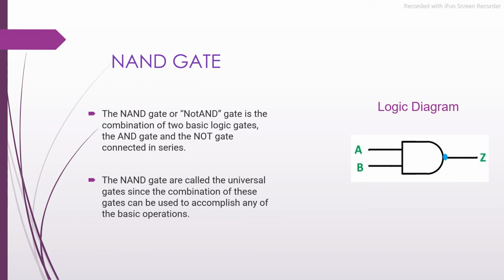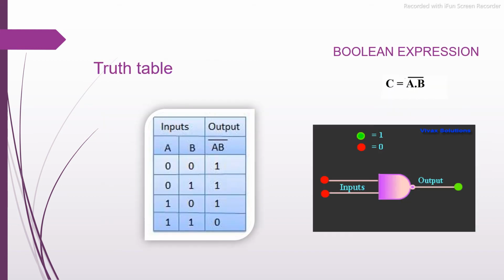NAND gate. The NAND gates are called as universal gates since the combination of these gates can be used to accomplish any of the basic operations. This is the logic diagram of a NAND gate. Truth table of a NAND gate has two inputs and one output. When both the inputs are 1, then the output is 0. The animation file and the Boolean expression of the NAND gate is placed here.